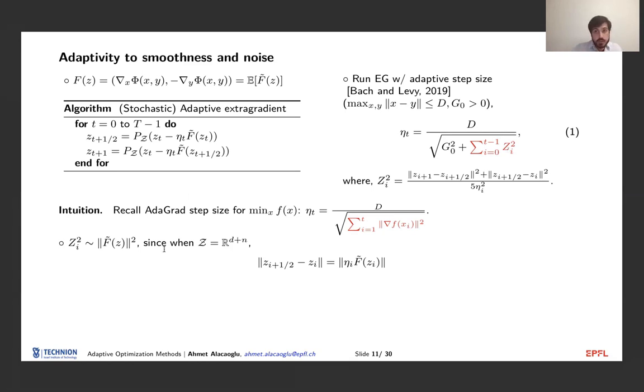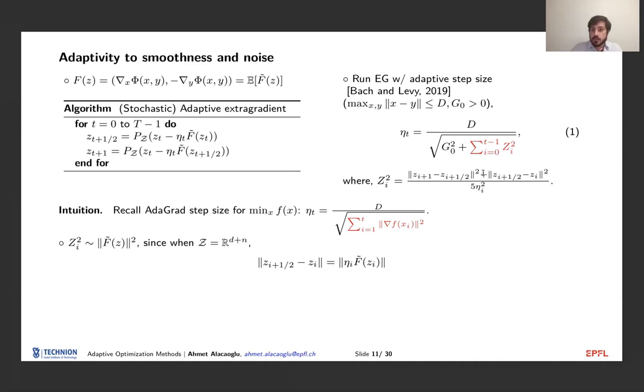So let's consider the unconstrained case where our constraint set is just the whole space. And essentially what we're going to show is that the Zi is of the same order as the norm of the f tilde, which is our gradient in this case. It's the quantity corresponding to the gradient.